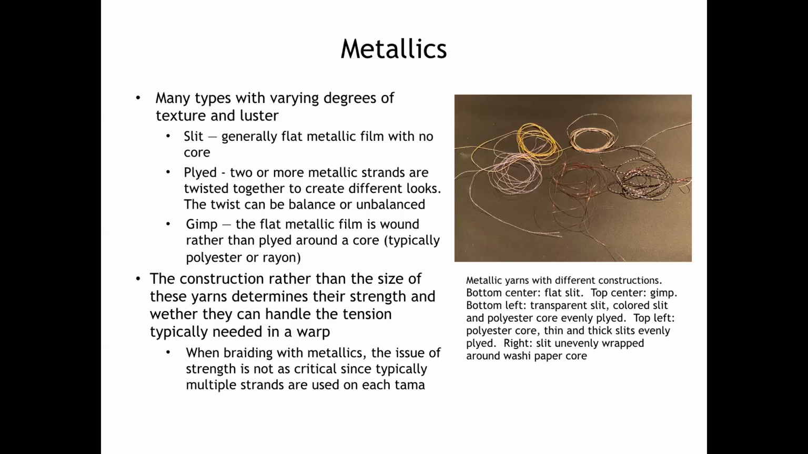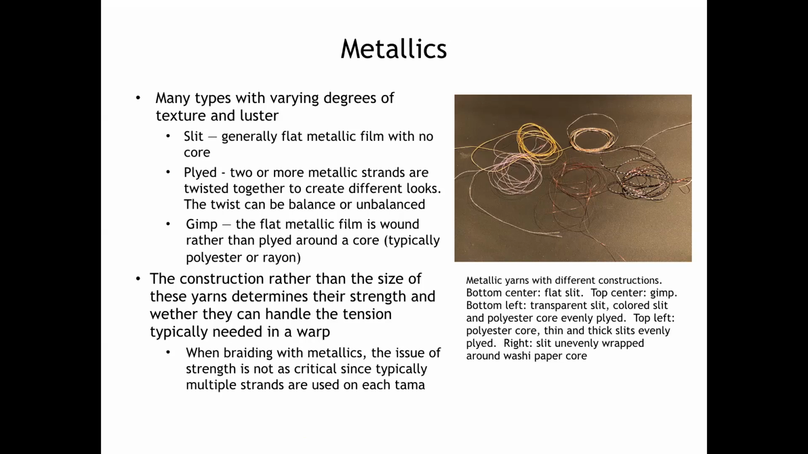You have all sorts of different types of metallics. You have what we call slit, which is generally flat. So in the picture that you have there, you'll see the yarn in the center, kind of reddish. That's a slit yarn. It's very flat. You can have plied yarns, and you can create all sorts of different color and texture and reflectiveness through plying. So a good example is the pink yarn on the left. It's two yarns plied together. One is transparent and the other one is pink. So you have a lot of iridescence in that yarn that you wouldn't have otherwise.